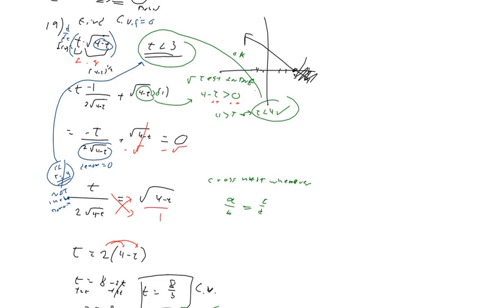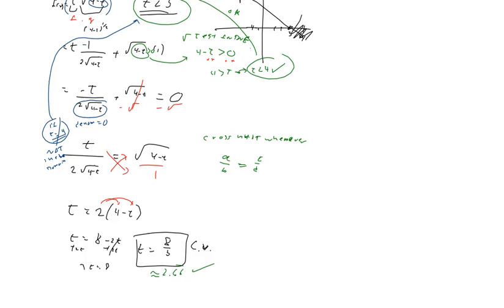So the only critical value here is the one we solved for, 8 over 3. 2.6 is less than 3, so we're good in that direction. And we found the one critical value that our function is going to have.